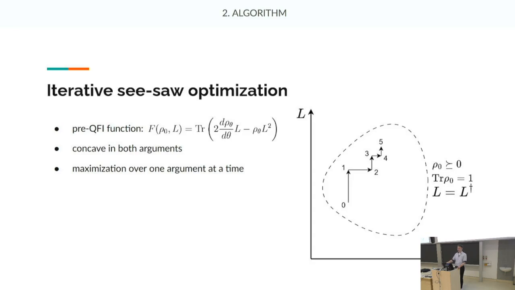But how to maximize it over both of its arguments? The idea here is that we start at some random value of these two arguments. Then we keep one of them constant. So for example, here we start at 0. We keep rho 0 constant, and then we find the maximal value of L for this rho 0. And then we switch. Then we start to look for the optimal value of rho 0 for this L. And we do that interchangeably up to a point when our optimization converges, so up to a moment when pre-QFI function stops changing.